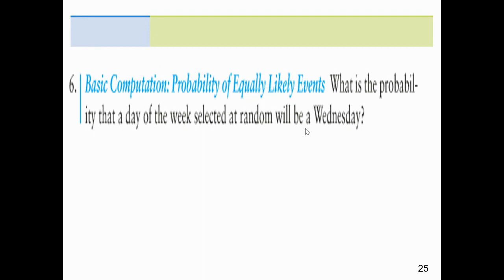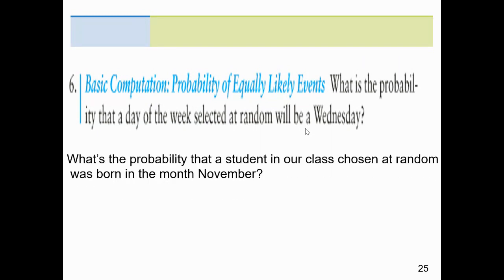What's the probability that a day of the week selected at random will be a Wednesday? Well, all the days of the week are equally likely. They all have 24 hours. There are 7 days in a week. Wednesday happens to be one of those days. Favorable is 1. Total is 7. Probability is 1 chance in 7.